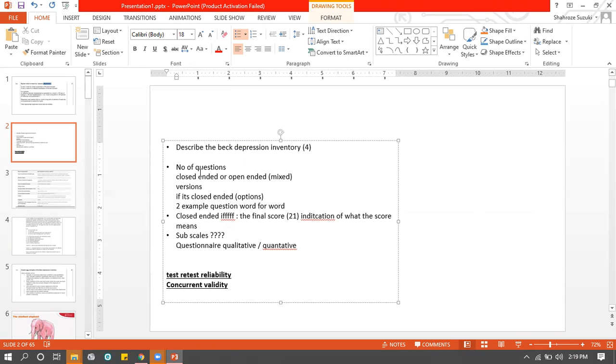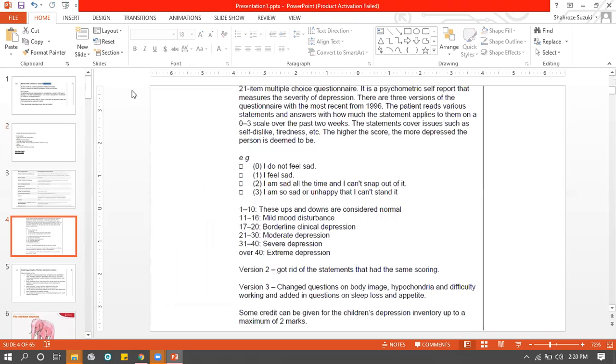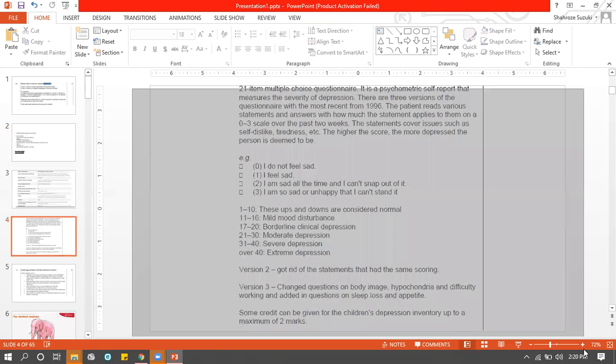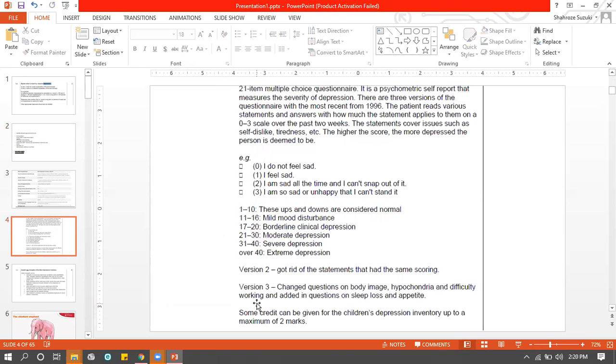You don't have to write all of this. Just write 4 characteristics. How many questions? How many versions? Example questions. Meaning of the scores. Quantitative, qualitative. Just write 4 in your marking scheme. Obviously, the entirety of it is written. You don't have to write all of this. You need to write only 4 features of the BDI to get 4 marks. 1 mark for every single feature.